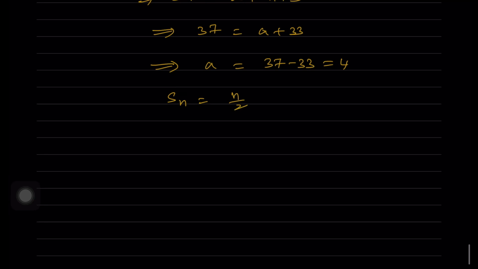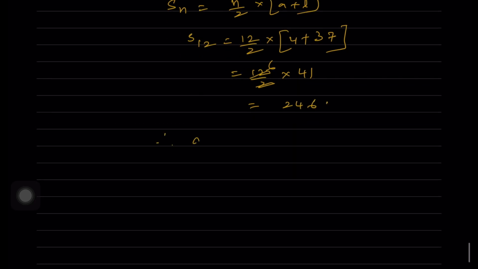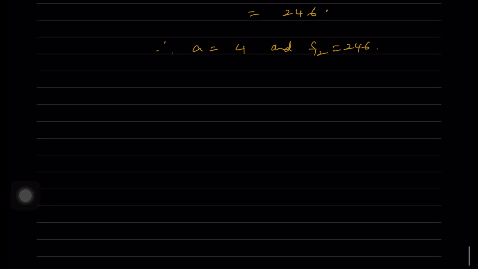Now Sn is equal to n by 2 into 2a plus n minus 1 into D, or it is equal to n by 2 into a plus l. We are having two formulas. We know what is L. L is nothing but A12. So therefore 12 by 2 into 4 plus 37, which is equal to 12 by 2 into 41. 2 sixes, if you cancel, so 6 into 41 is equal to 246. Therefore, A is equal to 4 and S12 is equal to 246. Then going into the next, that is the fourth one.